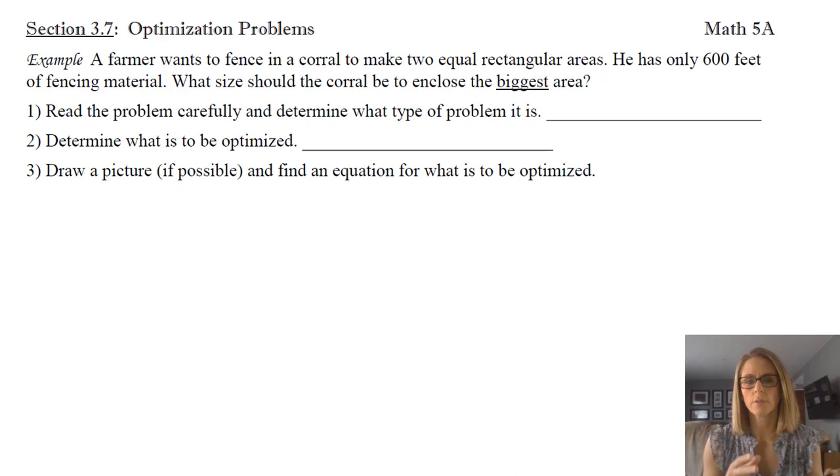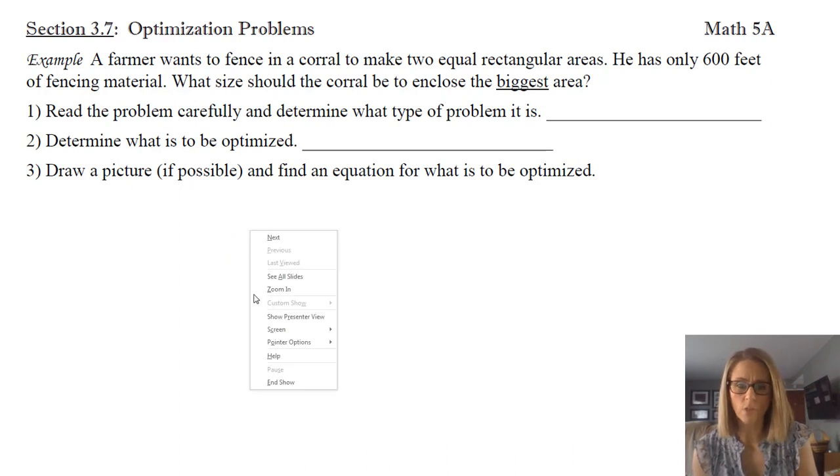So the difference between related rates and optimization is trying to optimize something. Typical words would be maximize, minimize, what is the largest area. So in this case, you actually see biggest area. So as we go through these problems, we'll see how they're different from related rates.